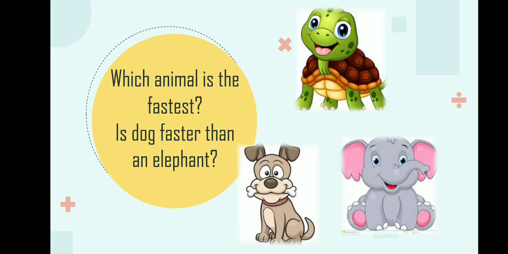Please look at these pictures. What do you see? And try to answer these questions. Which animal is the fastest? Is dog faster than an elephant? Okay, the fastest animal is a dog, and dog is faster than an elephant.